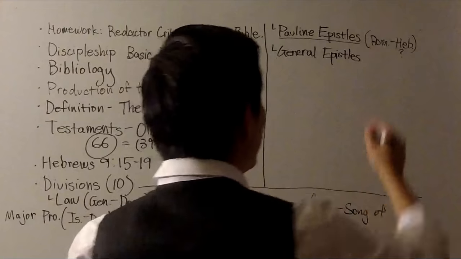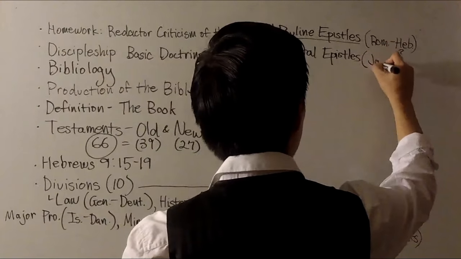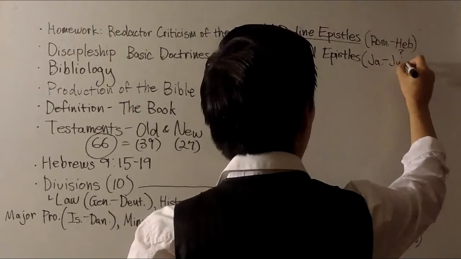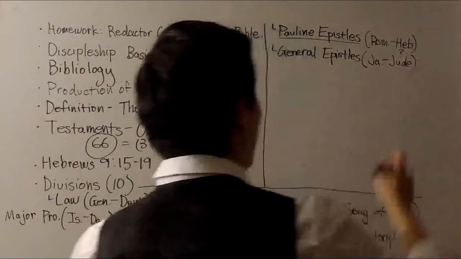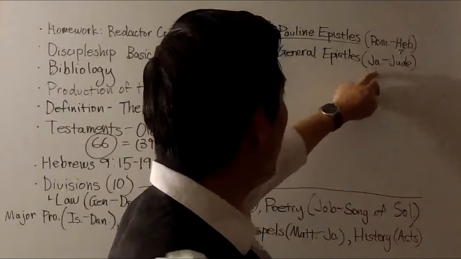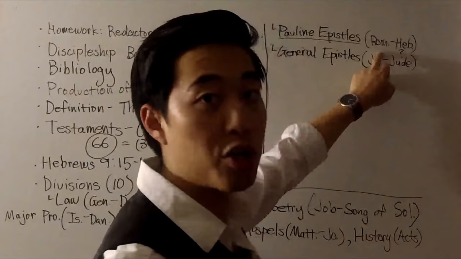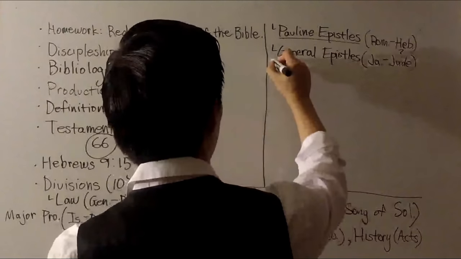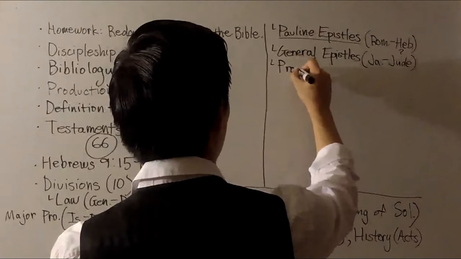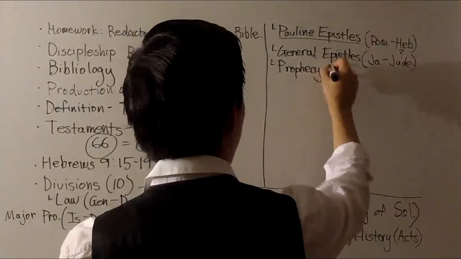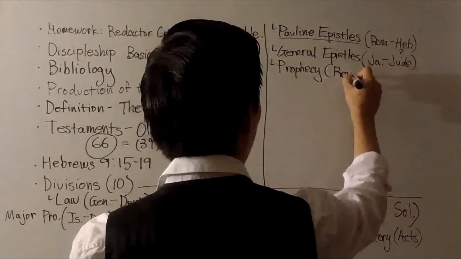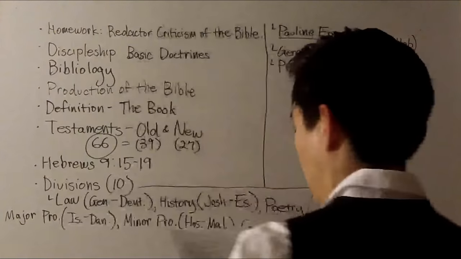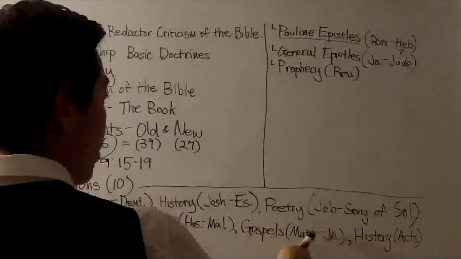However, whenever we say general epistles, I want you to understand this. It covers the book of James and Jude, general epistles. But it's going to include Hebrews. I want you to remember that. It's going to include Hebrews. Then you got the book on prophecy, and that's Revelation. So those are your 10 divisions. And you should remember that next time. So these are your 10 divisions right here.